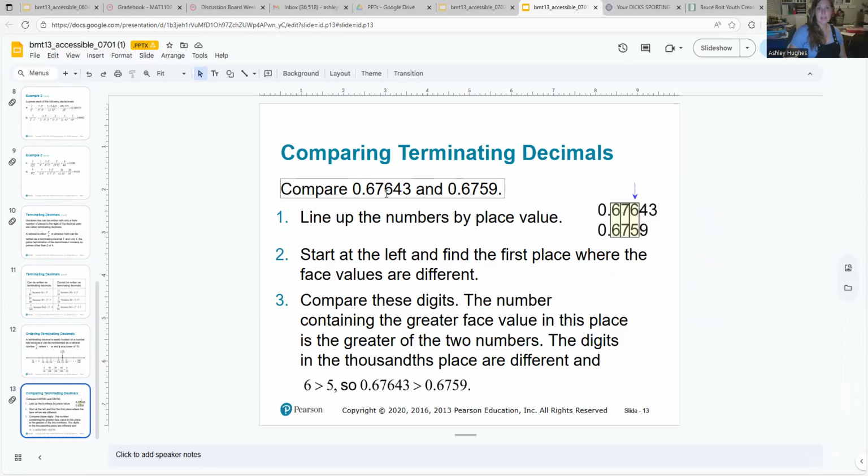Compare 0.67643 and 0.6759. So if we line them up by place value, we're going to see this is the same, this is the same, and then who wins here? This one. So that means that one is bigger.